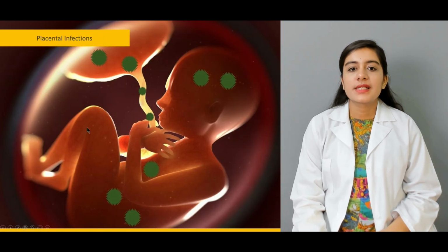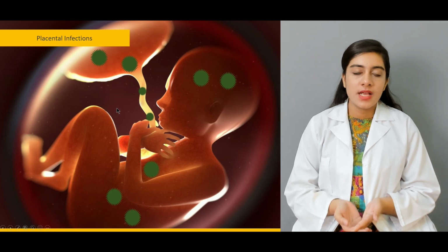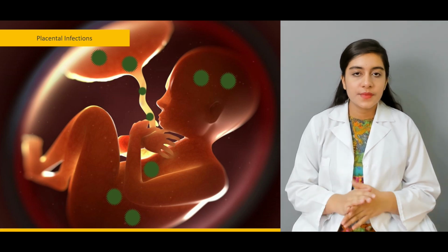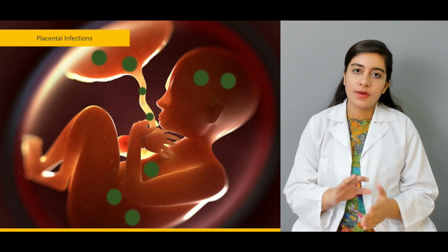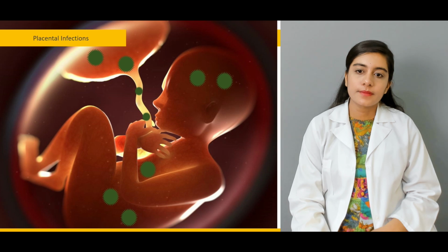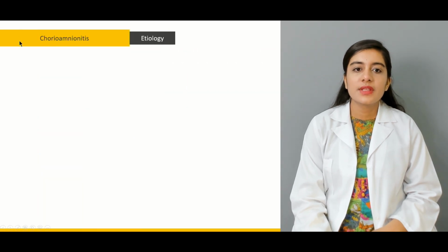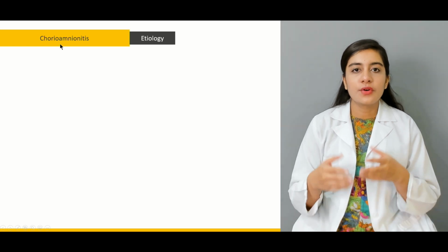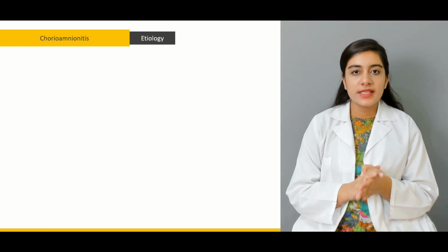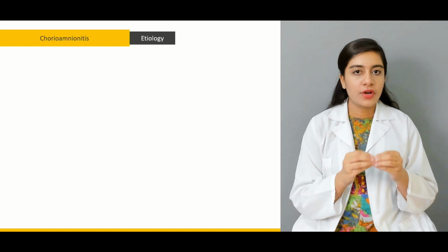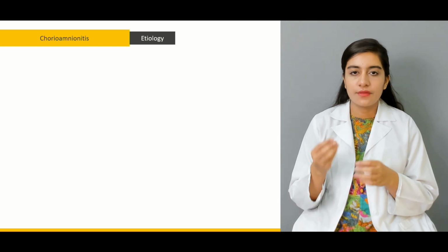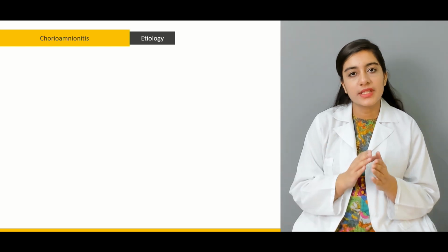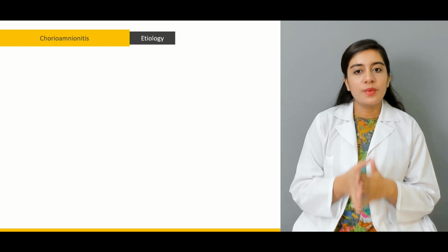Okay, now we will be discussing the placental infections. There are so many of them. Some are minor infections, some are major. So we will be discussing them accordingly. The first one that we will be discussing is chorioamnionitis. This disease is basically telling us that the chorion or the amnion part of the placenta, the portions that were facing the fetus, are going to be affected.